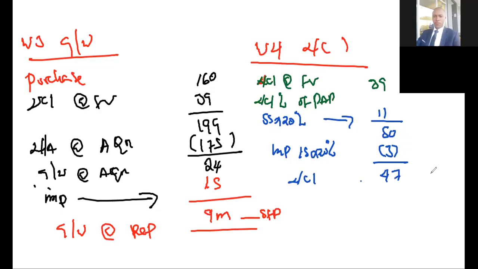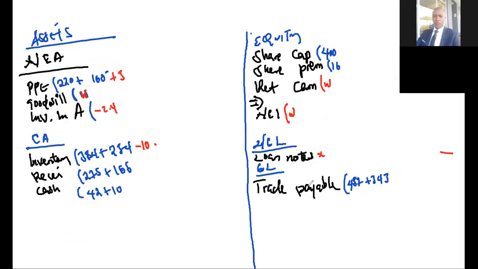Okay, let's post quickly to the SFP. So our NCI, where is our NCI? Here, we have our 47 for NCI. Goodwill, how much is our goodwill? 9. Okay.